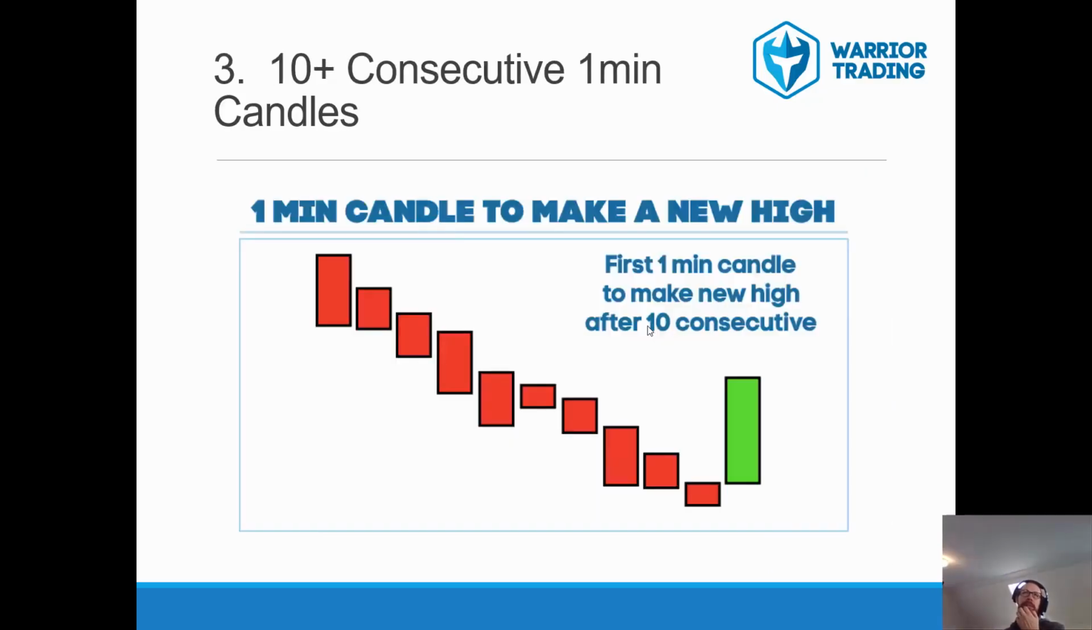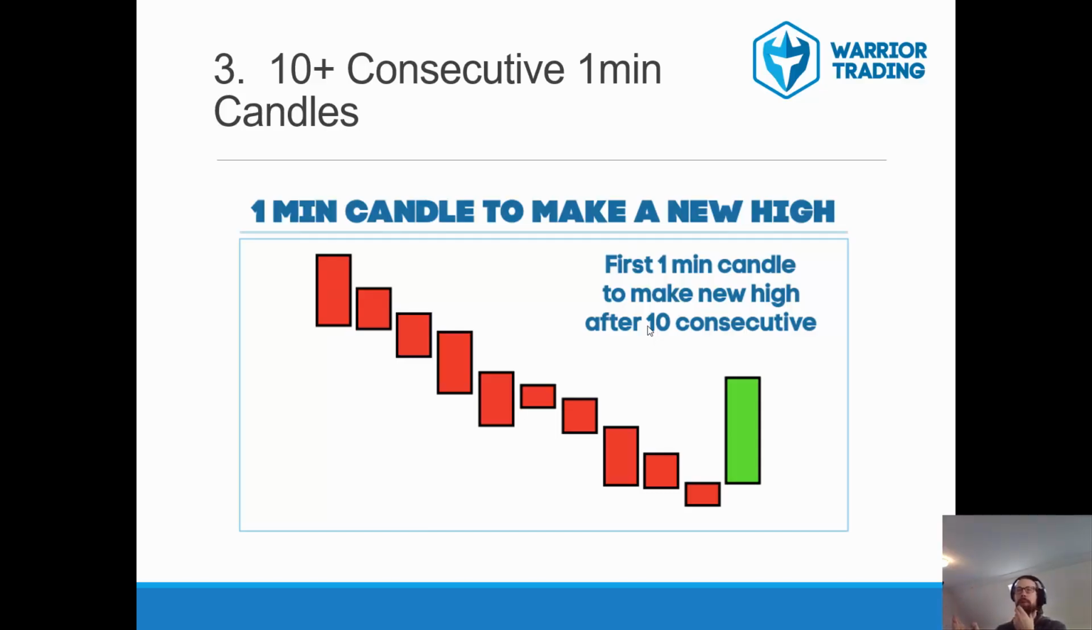Now, one of the setups that I really like is taking a trade when we have 10 plus consecutive 1 minute candles. Because when you trade on the 5 minute chart, you always kind of have to check the 1 minute to see, well, does the 1 minute look good? You can trade just off the 5 minute chart, but if you're shorting on the 5 minute chart, what if you're shorting right at, say, the 9 moving average?